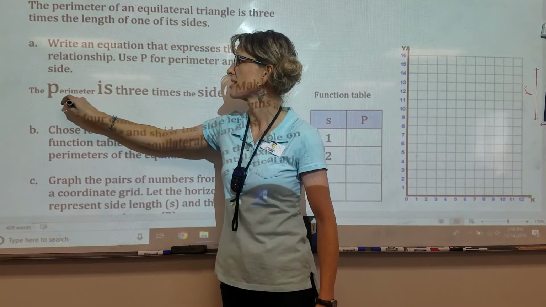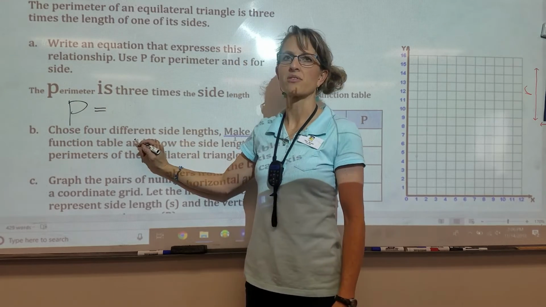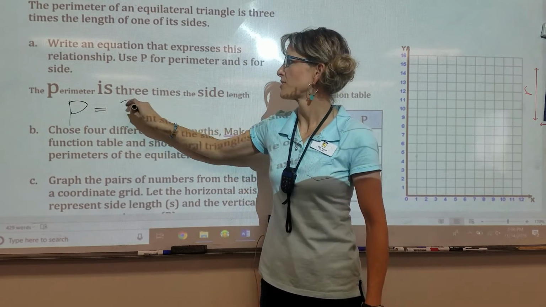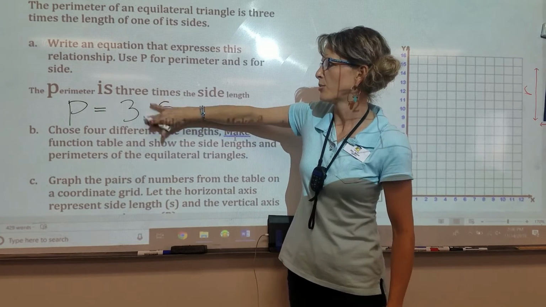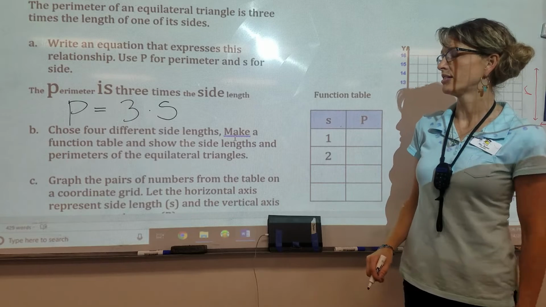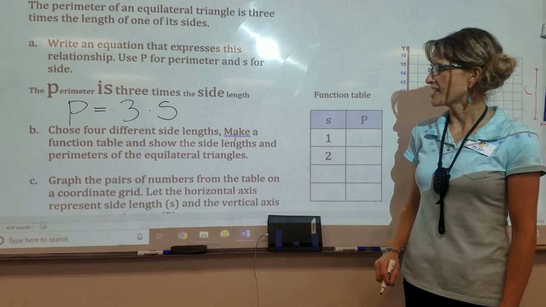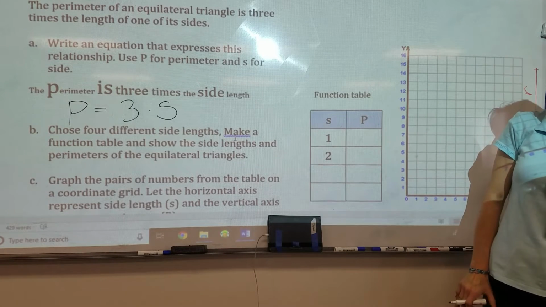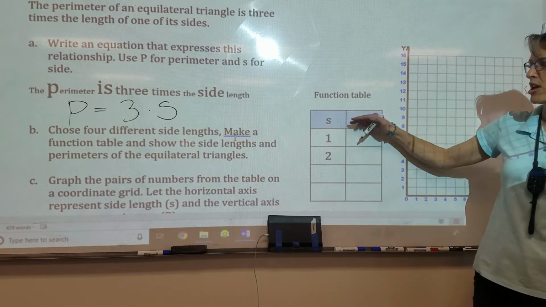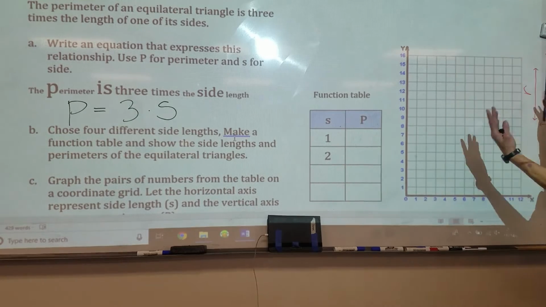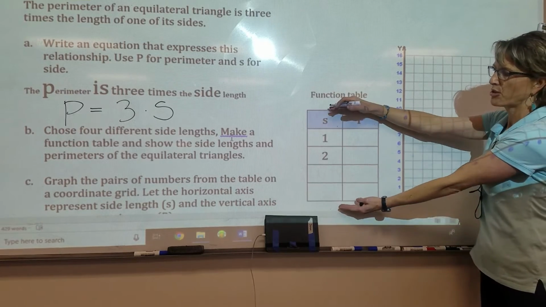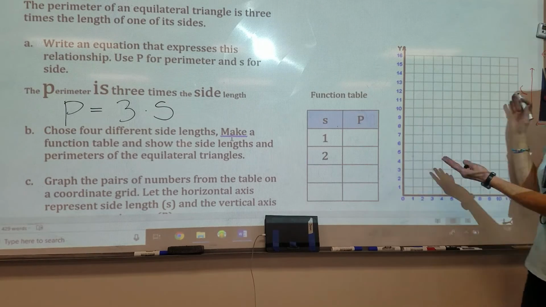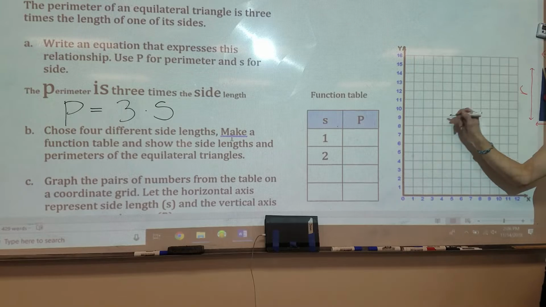The perimeter is P equals 3 times the side length, S. And we like to use dots, or you can even leave the dot out. So P equals 3S, and then part B says choose 4 different side lengths, make a function table. This is a function table. This is a graph. So just make sure some students are confused, which is a table is a list of ordered pairs. A graph is a location on a coordinate plane.